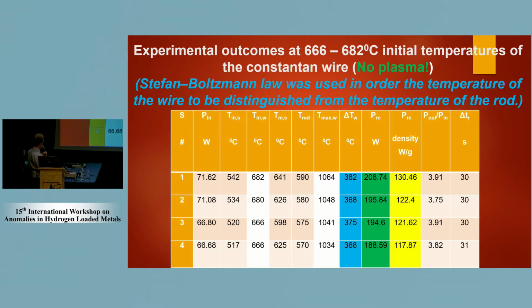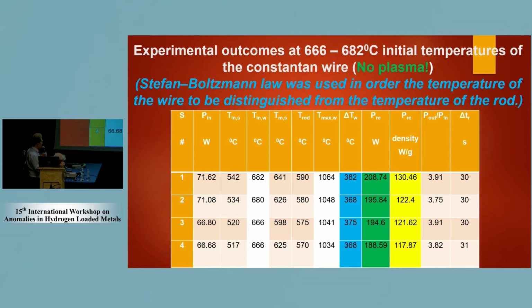This is the initial temperature of the entire specimen in degrees Celsius. This is the initial temperature of the wires. Again, the Stefan-Boltzmann law was used in order for the temperature of the wire to be distinguished from the temperature of the rod, because the pyrometer measures the integral temperature of the entire specimen, including the wire and the rod. So now, the temperature of the rod is shown here. After the interaction, the temperature of the wire was determined to be over 1,000 degrees in these four presented experiments.